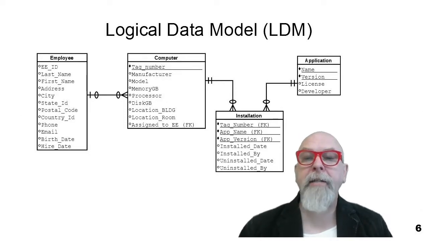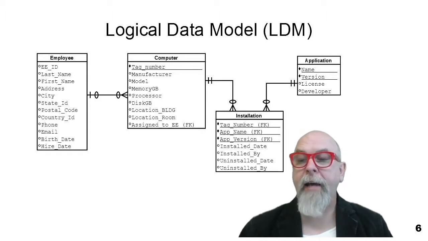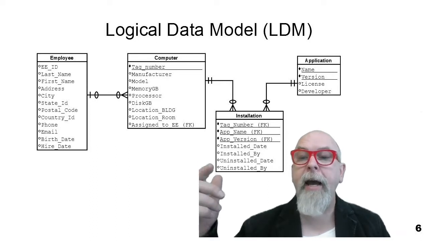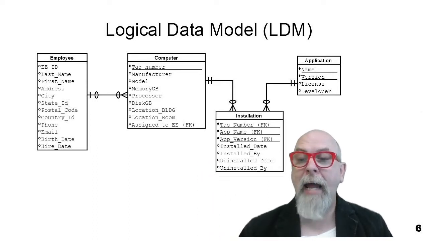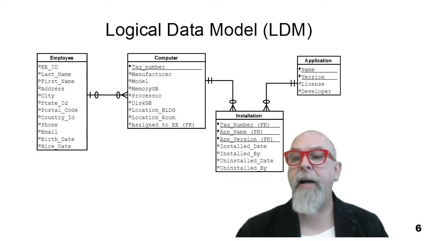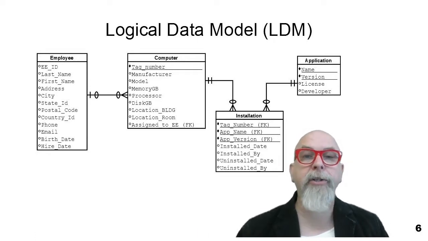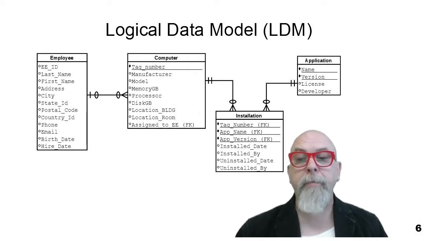So here is a possible logical data model for that IT department's application. You can see that we still have computer and application. We've added some attributes to it. We've identified the primary key of the computer is its tag number. We've also identified the primary key of the application as being the name of the application and the version, because maybe we have one user who has one version of an app on his computer and another user with a different version of the same named app on their computer.